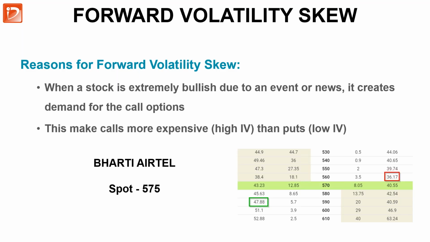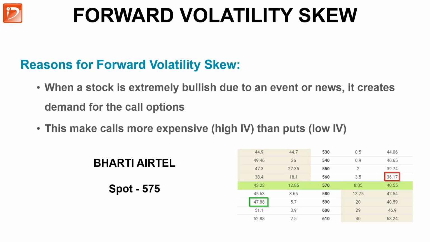There is an expectation that the payment of the spectrum charges will be staggered. For that reason, there's extreme bullishness in Bharti Airtel, and that makes the calls more expensive than the puts. So that's why you see forward volatility skew.